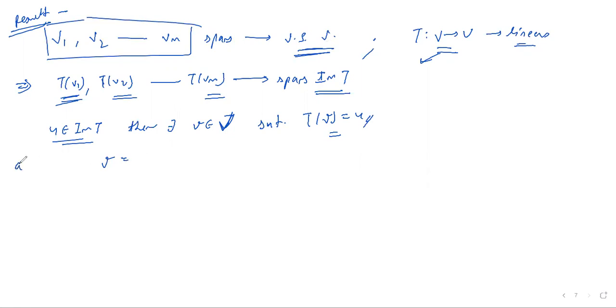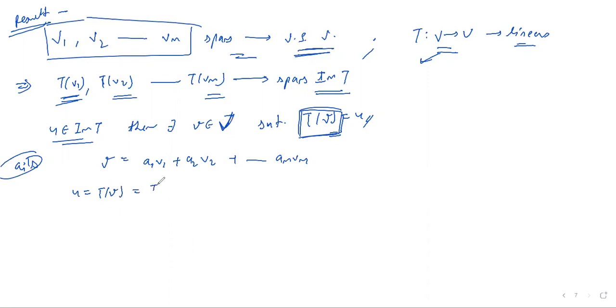For the scalars, let's say the ai's. For the ai scalars, it can be written as a1 v1 plus a2 v2 up to am vm, as it is spanning the whole vector space. Now what is my u? u is the T of v. So I can write u equals T of v, which is T of this whole a1 v1 up to am vm, which can be written as a1 T of v1 up to am T of vm, as T is linear.